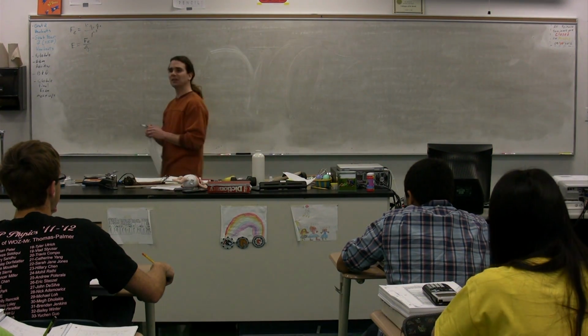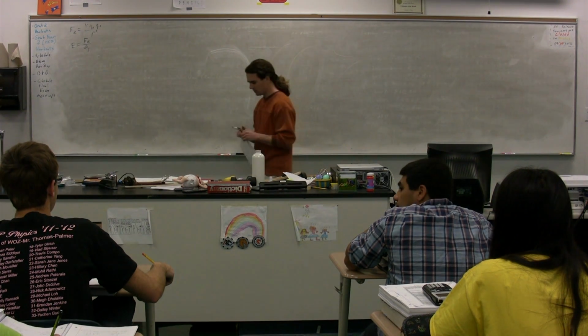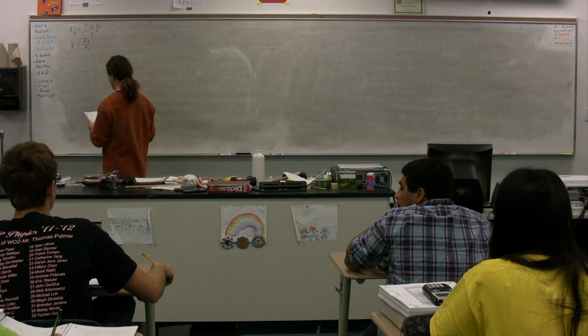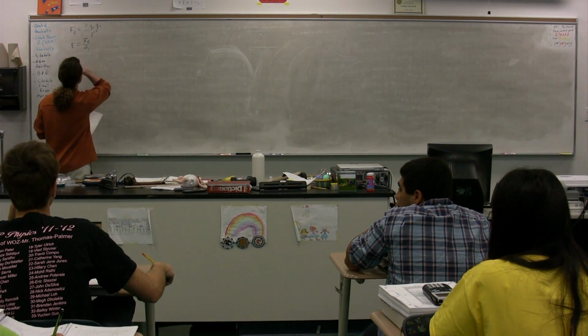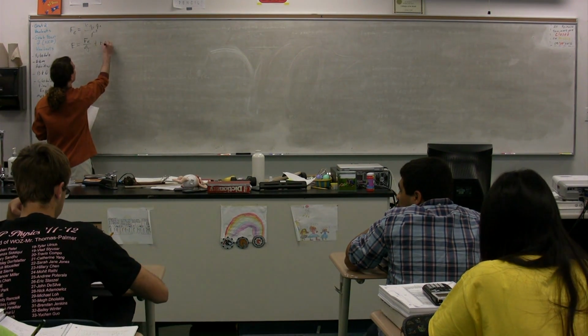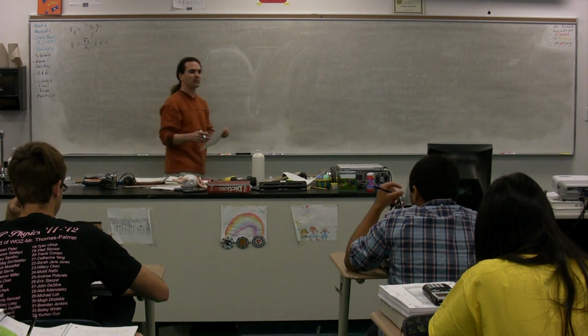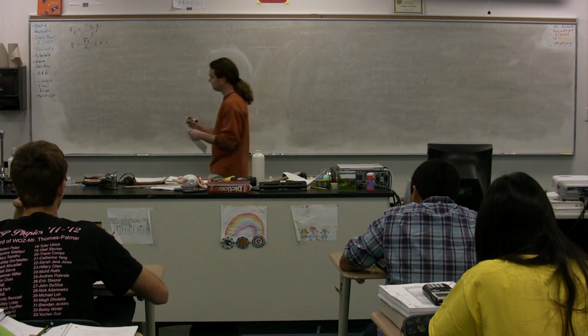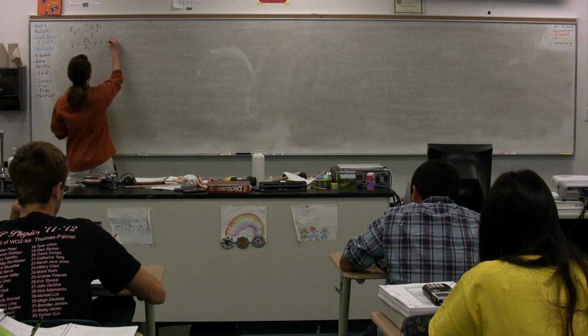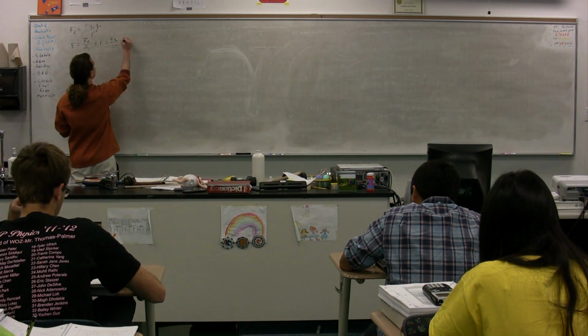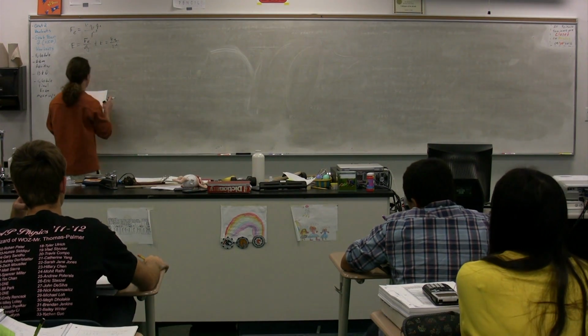The dimensions on the electric field are? Newtons per coulomb. Or? There's an or. Who can give me the or? Volts per meter. We can have newtons per coulomb or volts per meter. This is the general equation. We can also have the electric field that exists around a point charge. KQ over R squared. This is for a point charge.